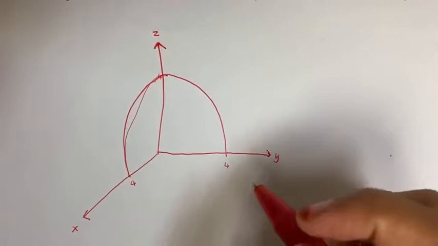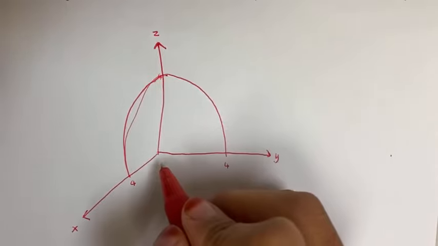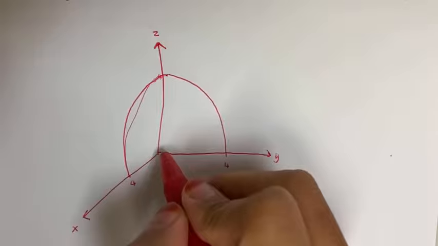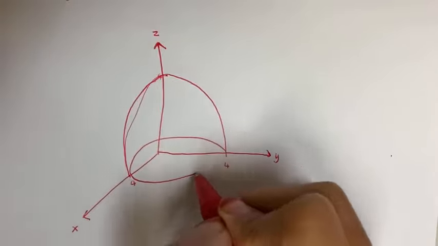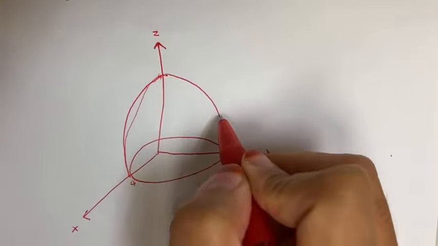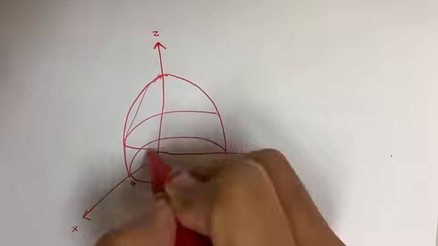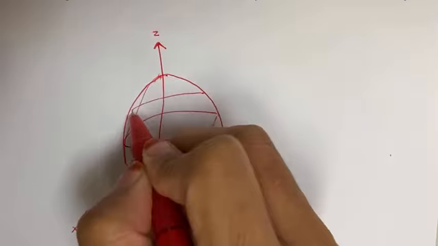And then consider the xy plane. For the xy plane, you have this one. How many level curves do you have? 4, is it? Okay.